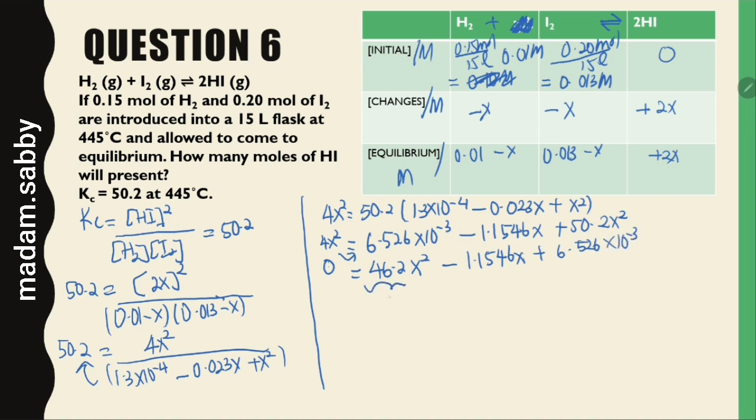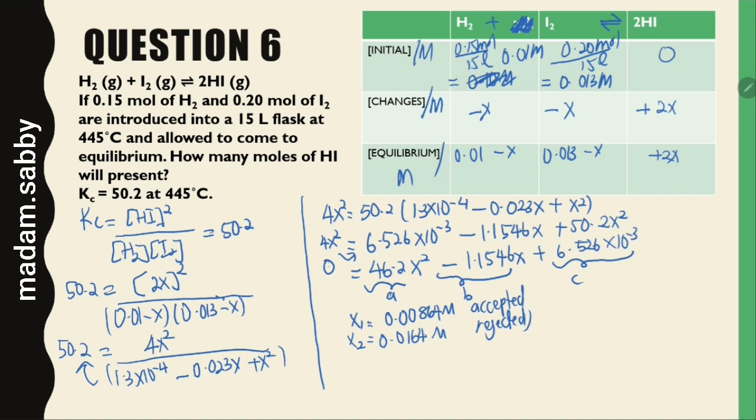So this is your A. Negative 1.1546 is your B. Please make sure you include the negative sign. And this one is your C. If you press your calculator, you will get two different x values. Your x1 is 0.00864 molar, and your second value is 0.0164 molar. The accepted one is the smaller one, and the rejected one is the second, bigger one.